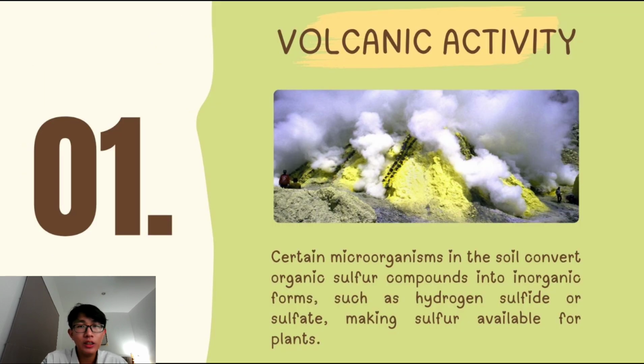Okay, so we will describe the first one, that is volcanic activity. In volcanic activity, volcanoes naturally emit H2S and SO2, while industries burning fossil fuels release large amounts of SO2, which oxidizes into SO3 and forms H2SO4 when mixed with water. And this will lead to acid rain, pollution, and even climate impacts.